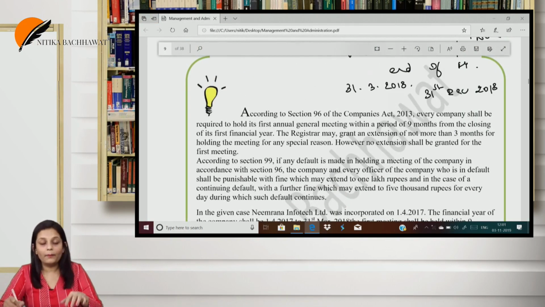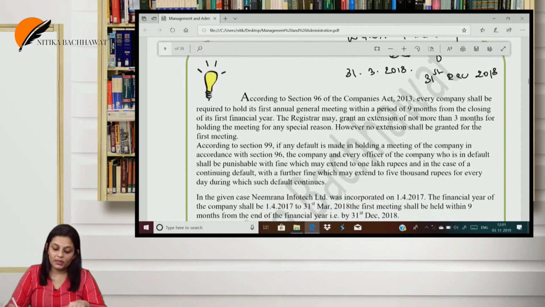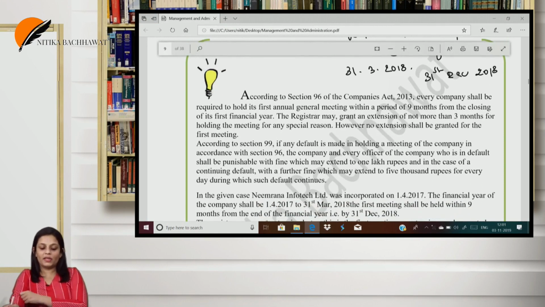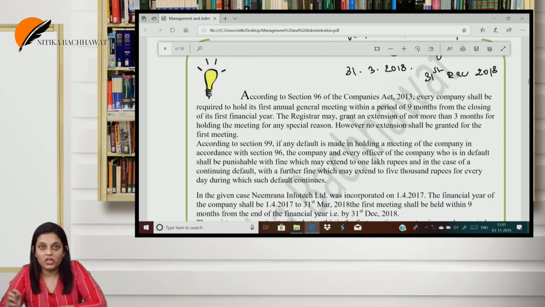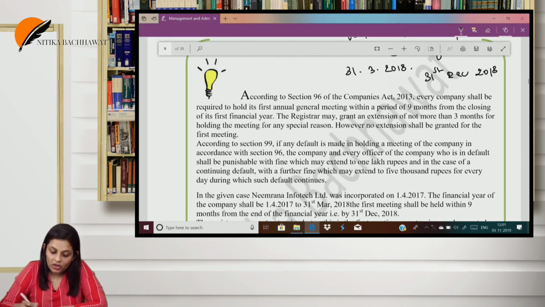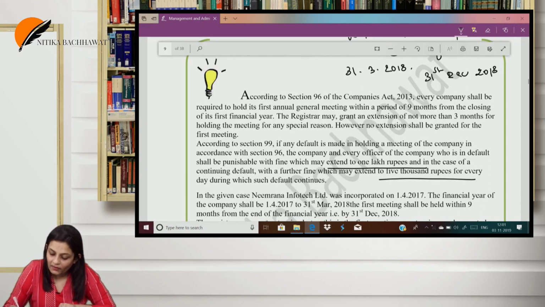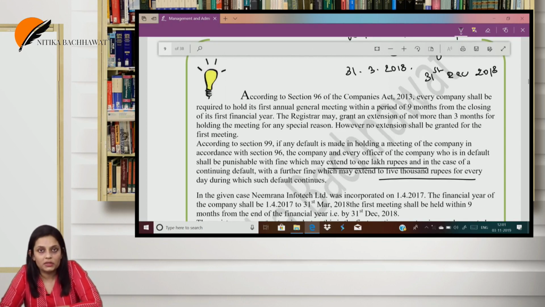Okay, what happens if the company fails to hold the meeting within the time specified? They are liable under section 99. What does section 99 say? That every company and every officer of the company who is in default shall be liable to a fine which may extend to 1 lakh, and in case of continuing default, a further fine of 5,000 for every day during which the default continues.